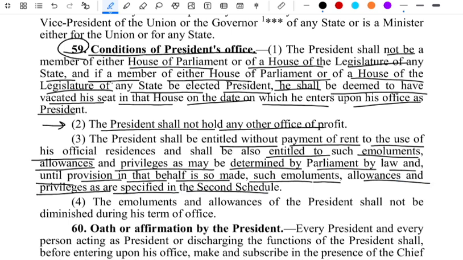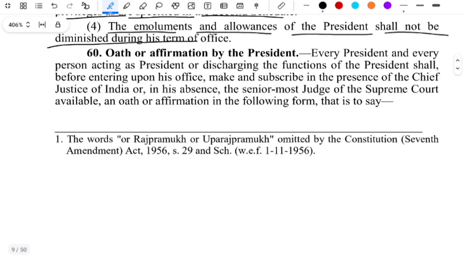Okay, I am talking about the fourth clause. The emoluments and allowances of the President shall not be diminished during his term, meaning Parliament, or either the Lok Sabha or Rajya Sabha, cannot diminish them.